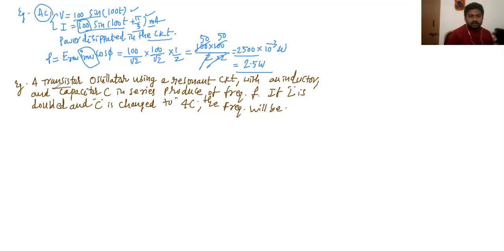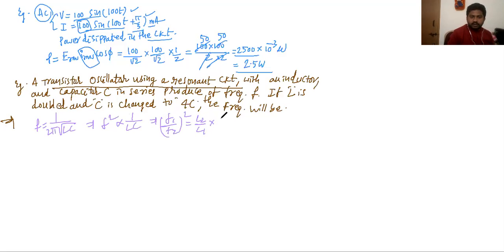So simple. A transistor oscillator using a resonant circuit, right? Resonant circuit means, for writing the solution, at resonance, F is equal to 1 by 2 pi root LC. From here I can write, F square is directly proportional to 1 by LC. So F1 by F2 whole square is equal to L2 by L1 into C2 by C1. Here L is doubled, so L2 is 2L, and the initial value is L. C is changed to 4C, so 4C is the final value, and the initial value is C. So L cancels and C cancels.